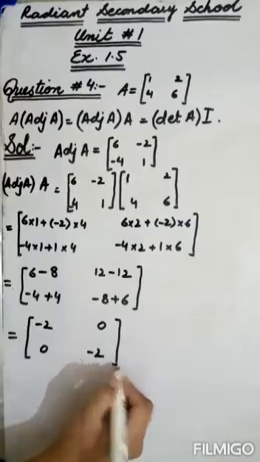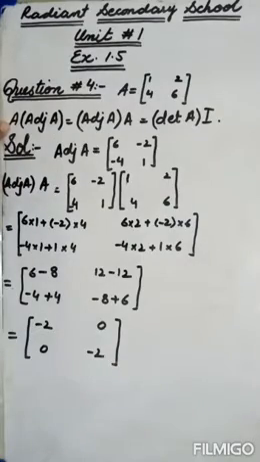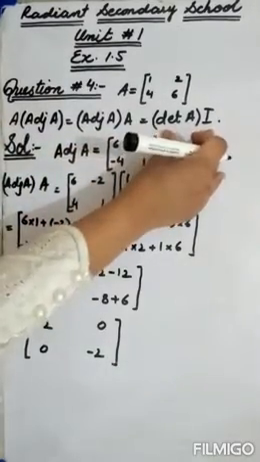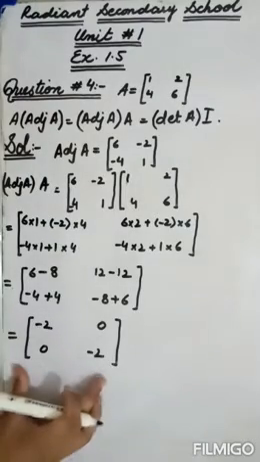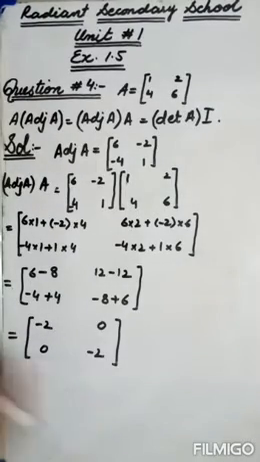It is the same as this. Now the last value is there, determinant of A into I. Now we will solve this side and it will be equal to the same one.